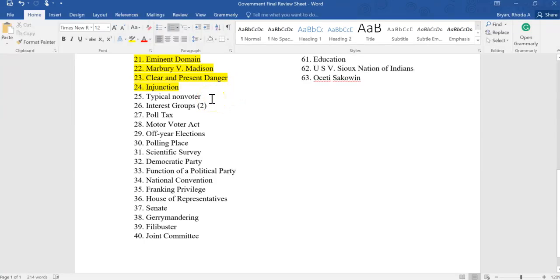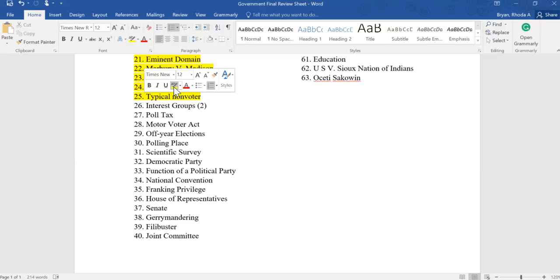All right, so we're going to start here with number 25, a typical voter. This question gives you some examples and then asks you which one of these examples best describes a typical voter. Sorry, I said voter. I meant non-voter. So a typical non-voter.